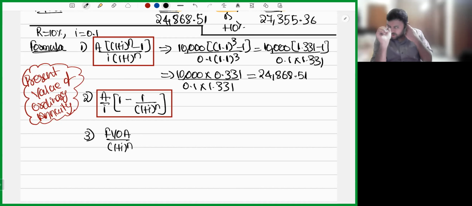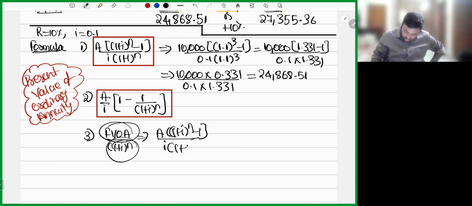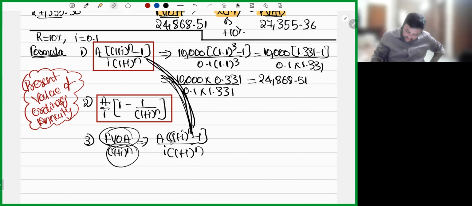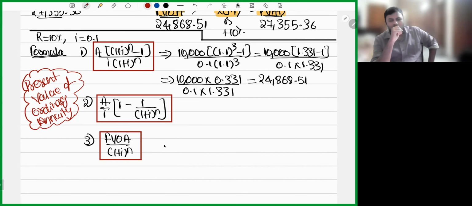So future value of ordinary annuity divided by 1 plus I whole power n. Sir, why did you write it like this? You remember future value of ordinary annuity? What is the formula? A into 1 plus I whole power n minus 1 divided by I. This is future value of ordinary annuity. Here you have 1 plus I whole power n. I hope these two formulas are the same. Yes, sir, these two formulas are the same. That is the reason I have written future value of ordinary annuity divided by 1 plus I whole power n. Generally, this third formula will not be tested, but since it is there for us, I wrote it. But what is important is the second formula.